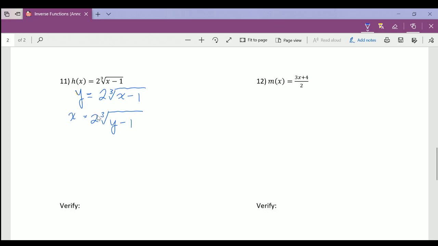So the first thing we need to do is move this 2. We can't do anything with whatever's in here because it's underneath this radical. What we can do, though, is divide both sides by 2. That's going to give us x over 2 equals the cubed root of y minus 1.